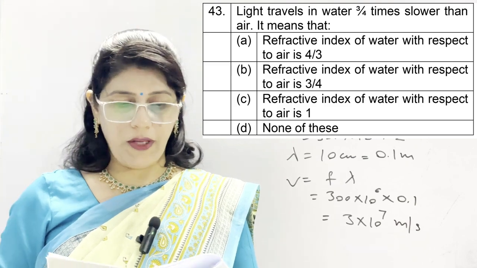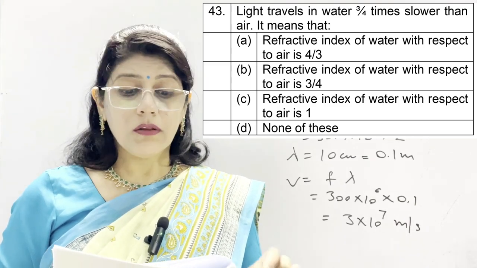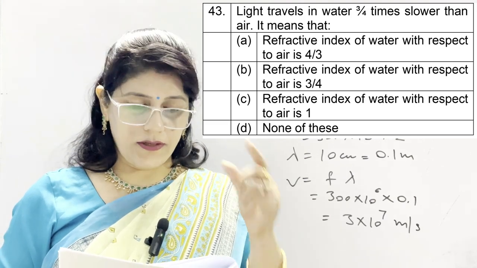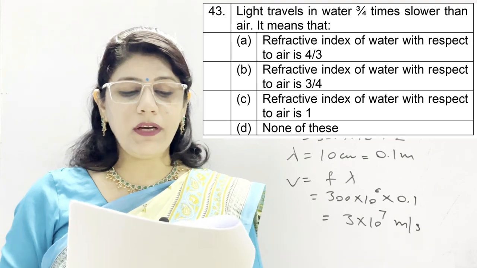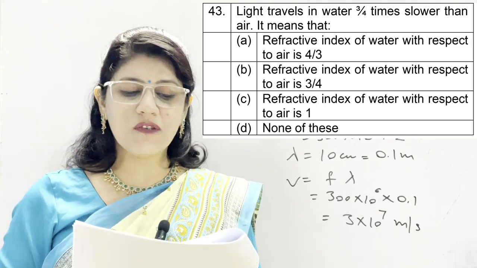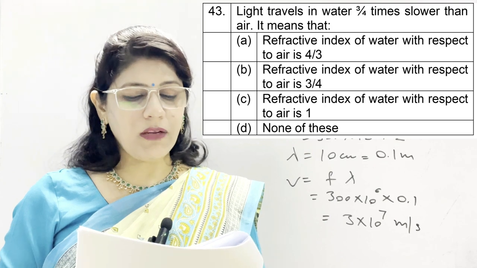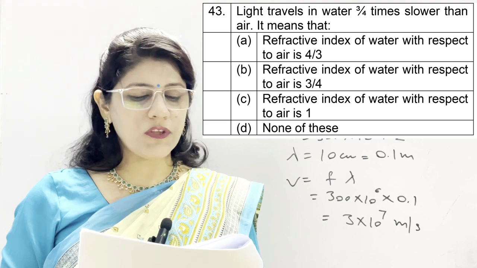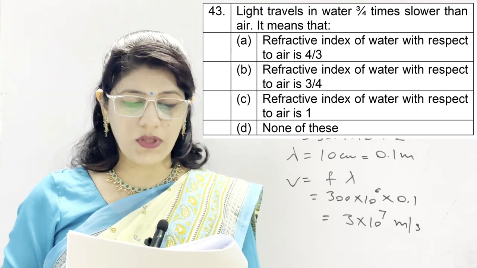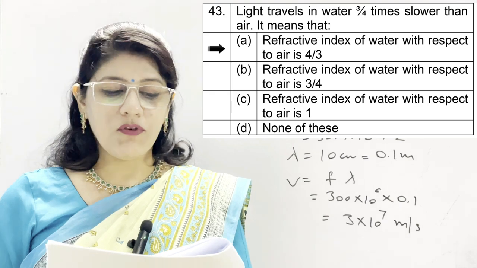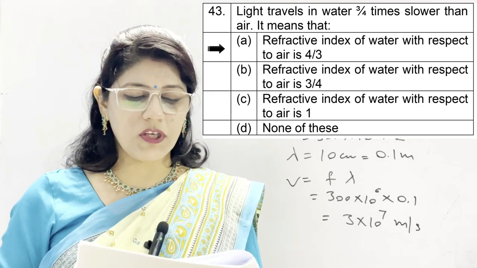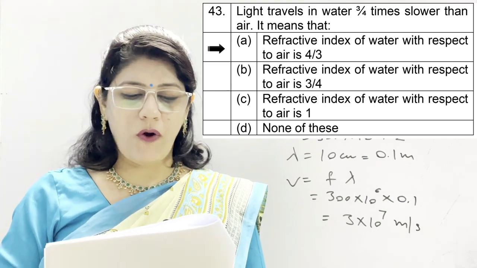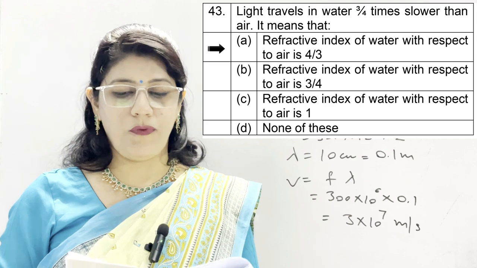In question number 43, light travels in water 3 by 4 times slower than in air. It means that, option A is refractive index of water with respect to air is 4/3, B is refractive index of water with respect to air is 3/4, C is refractive index of water with respect to air is 1, and D none of these. The correct option is A, which is refractive index of water with respect to air is 4/3, because we know the principle of reversibility of the path of light.